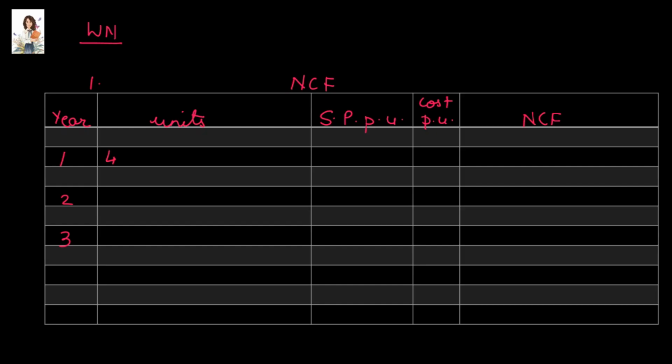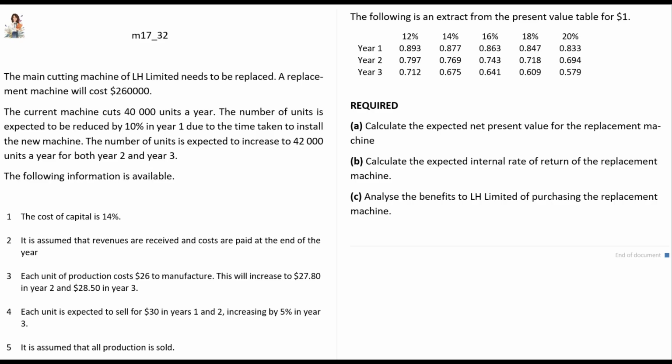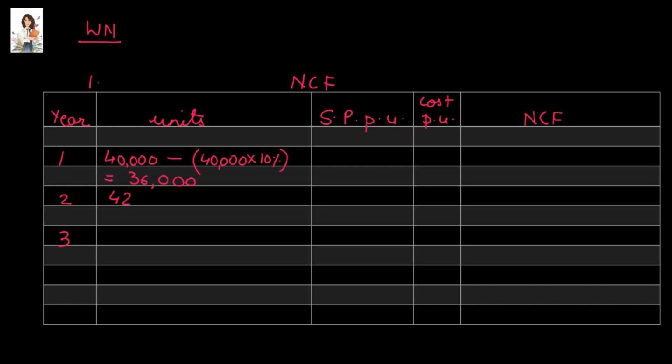So currently 40,000 units are being cut, but this will reduce by 10%. That means 40,000 into 10% will be subtracted. That means in year 1, 36,000 units will be cut. The number of units will increase to 42,000 units a year for both years 2 and 3. So 42,000 for year 2 and 42,000 for year 3.